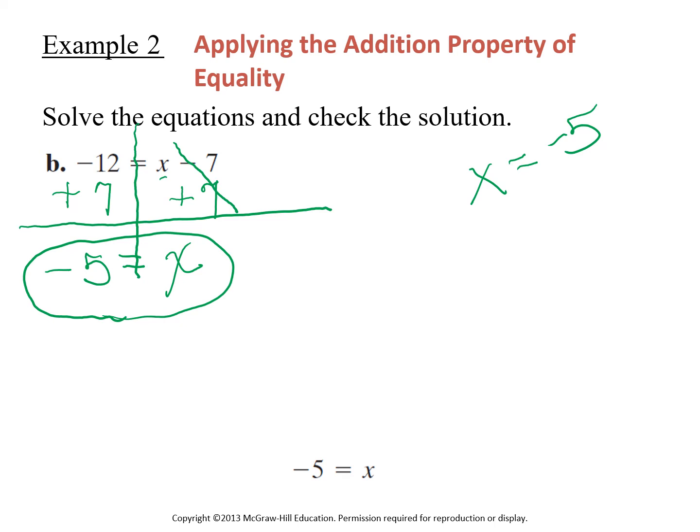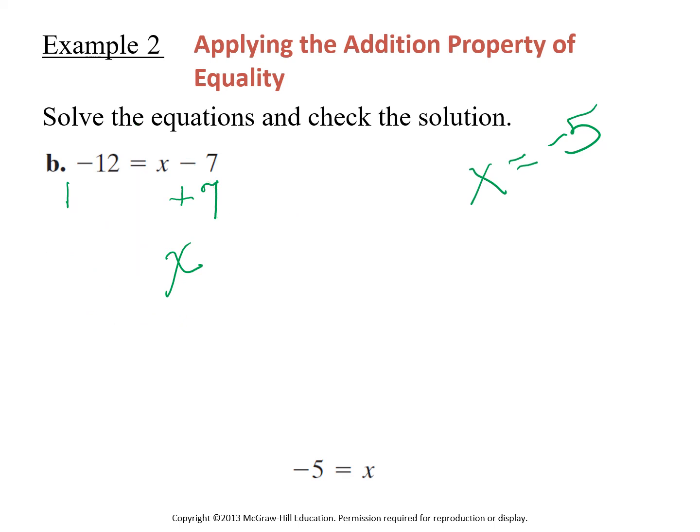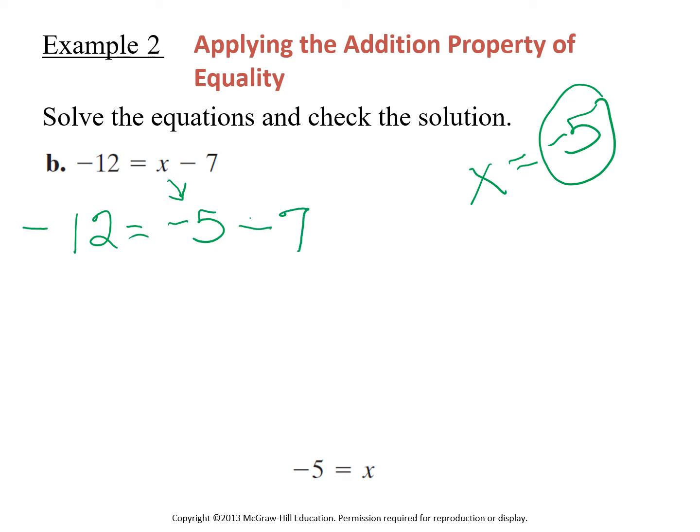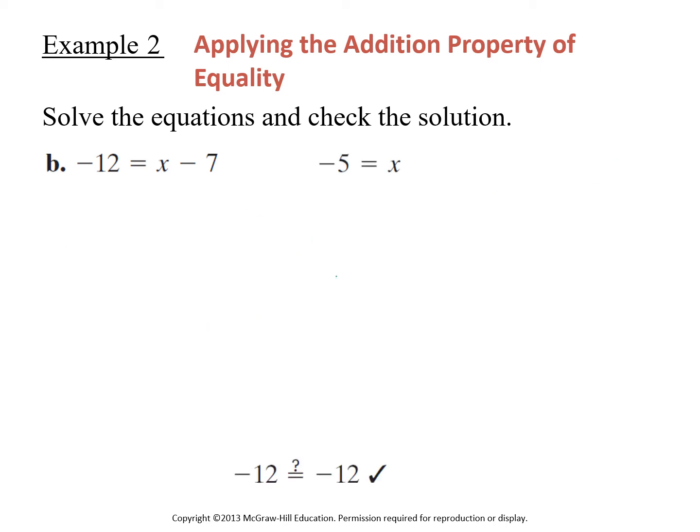So I'm going to start with the original equation, and I'm going to substitute -5 for x. I'm plugging in -5 minus 7. And I want to make sure that I get a balance statement. In this case, -12 equals -12.